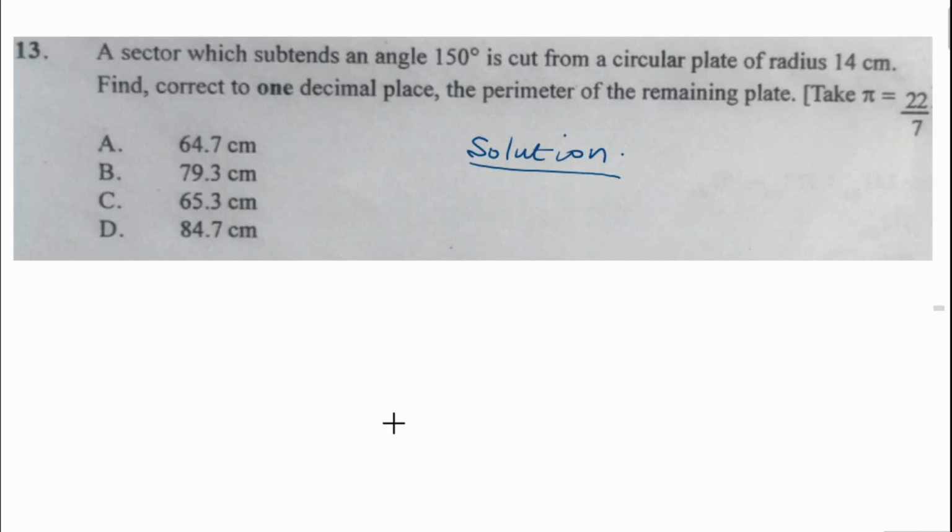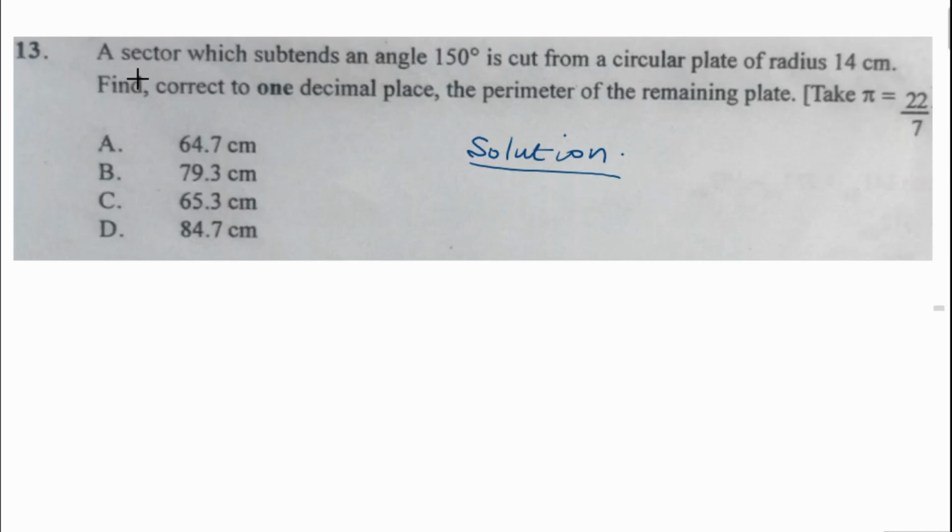Question 13 reads that a sector which subtends an angle of 150 degrees is cut from a circular plate of radius 14 centimeters. Find correct to 1 decimal place the perimeter of the remaining plate. Take pi equals 22/7. So we start by underlining the key facts from the question as usual.